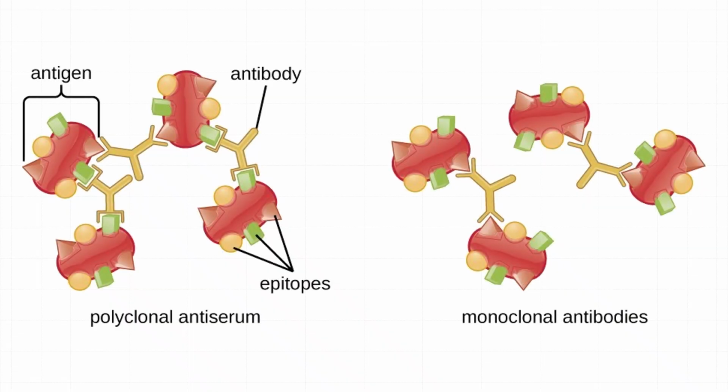This image illustrates how the immune system recognizes and responds to foreign substances using antibodies, focusing on the difference between polyclonal antiserum and monoclonal antibodies. At the core of this concept are antigens, which are foreign molecules, often proteins from pathogens that trigger an immune response. Each antigen contains multiple distinct regions called epitopes, which are the specific sites that antibodies recognize and bind to.